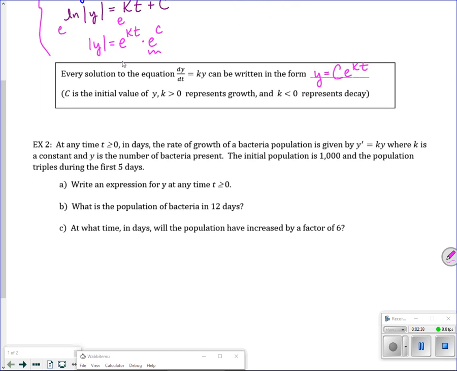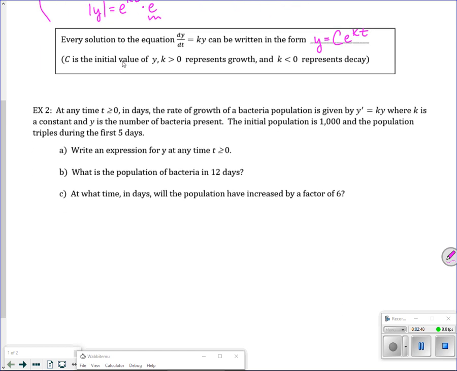At any time t, in days, the rate of growth of bacteria is given by y prime, or in other words, dy/dt, is equal to k times y, where k is a constant and y is the number of bacteria present. So in other words, you already know the equation and you don't have to go through the whole solving the differential equation, because again, you have dy/dt is equal to k times y, so you know if I went through it, it would look like this.